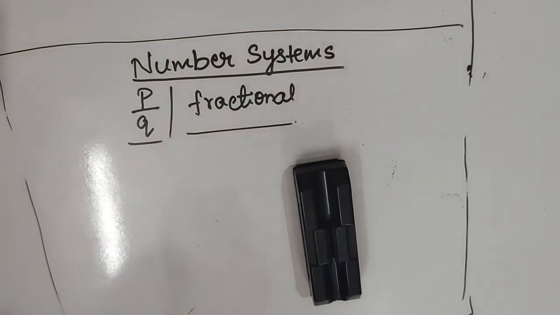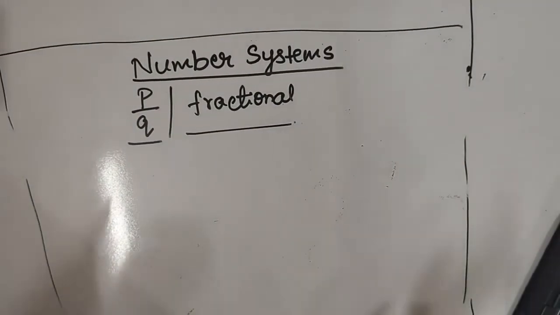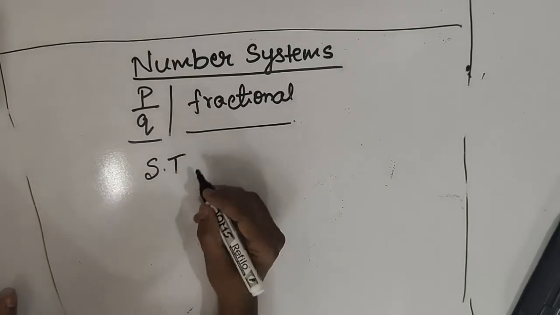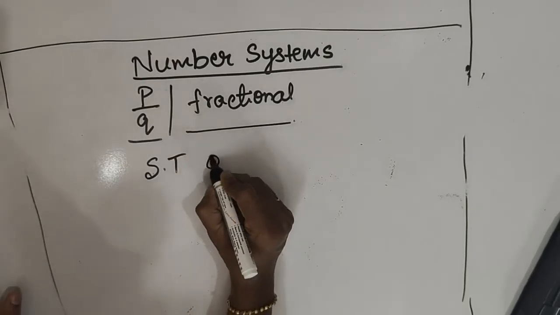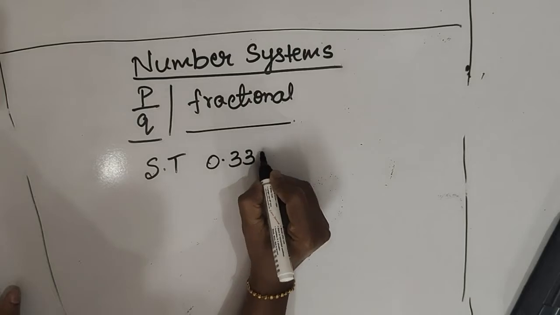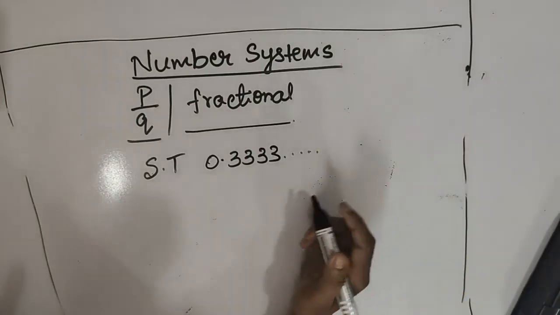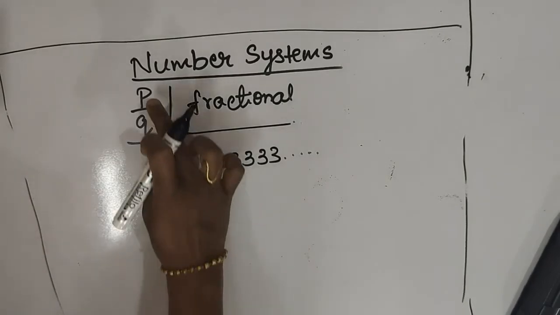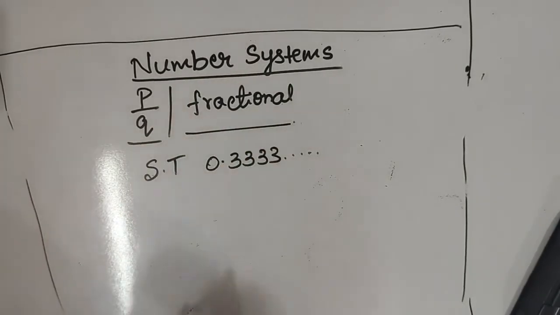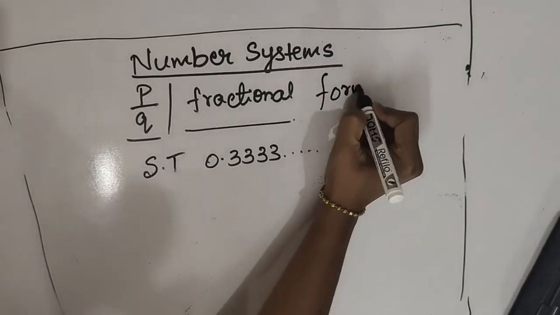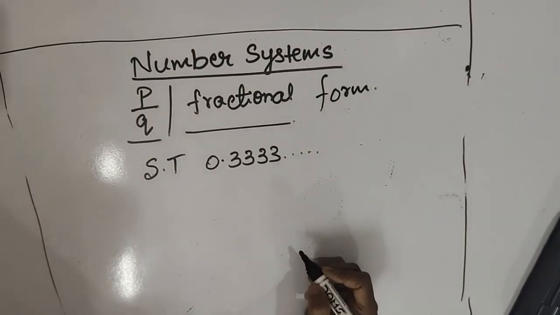Okay, we shall see the problem. Students, show that 0.3333 and so on, the same 3 only continues, in the form of P by Q or in the fractional form. Okay, what to do?